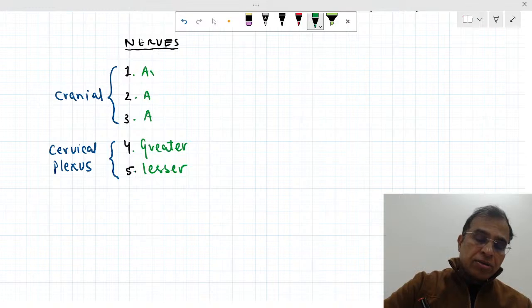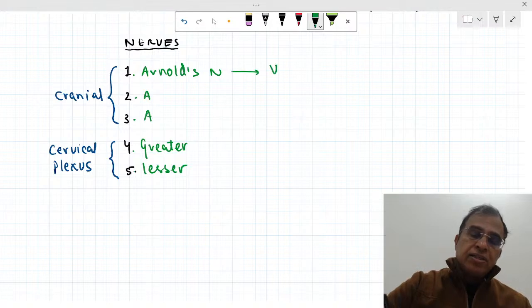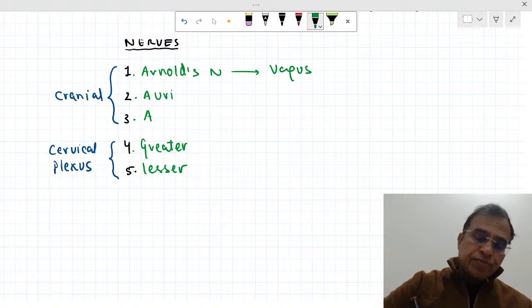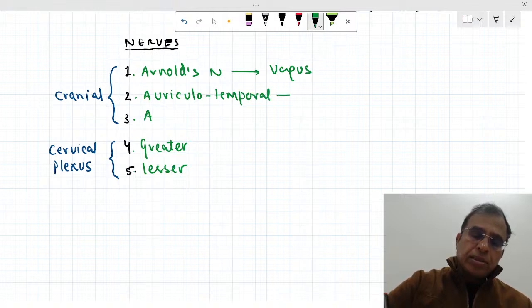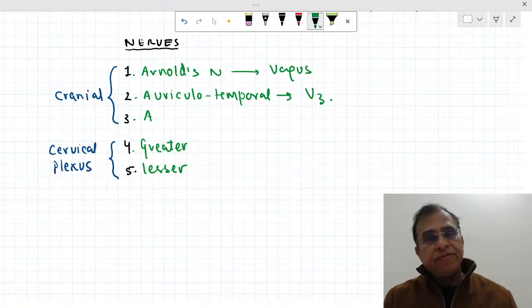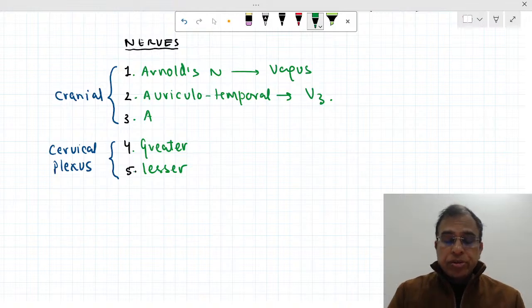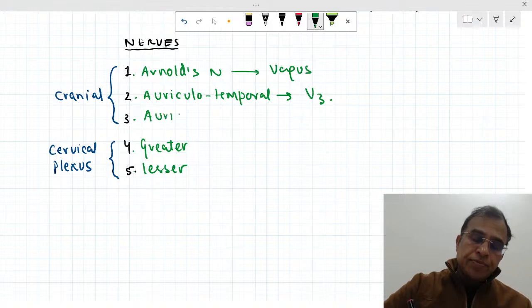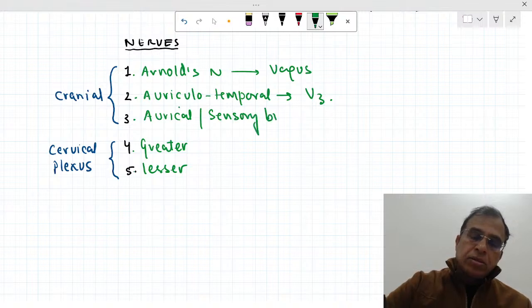So the first A is Arnold's. We mentioned this, a branch of vagus, the 10th nerve. The second A is auriculotemporal nerve. You know, auriculotemporal is a branch of the third division of the fifth nerve, V3 as we call it. V is 5, fifth nerve, third division, mandibular nerve. So auriculotemporal is a branch of the mandibular division of trigeminal, and the third A is the auricular branch. It is more commonly called the sensory branch of the facial nerve, 7th nerve.